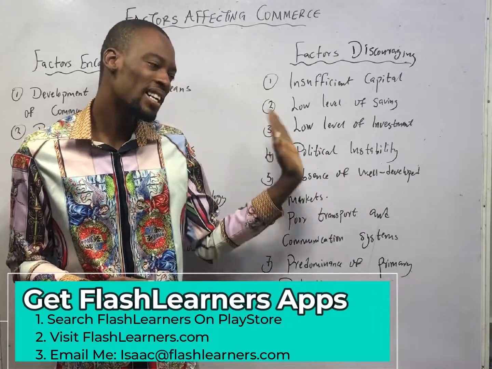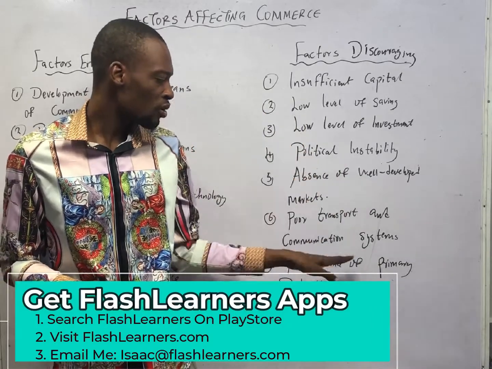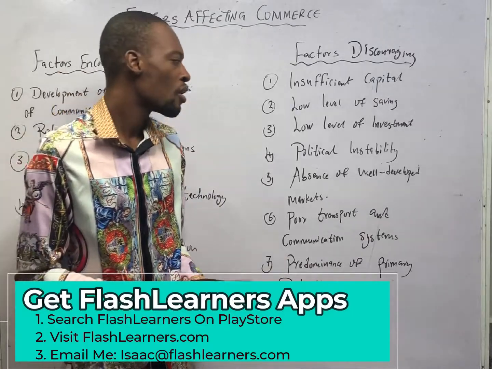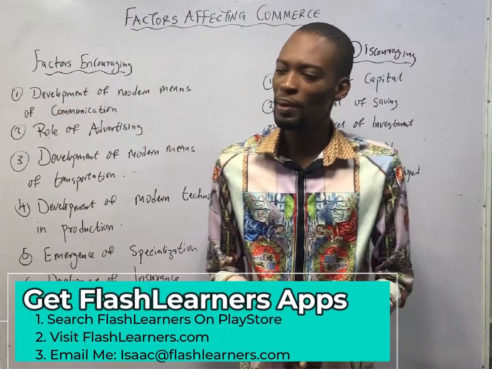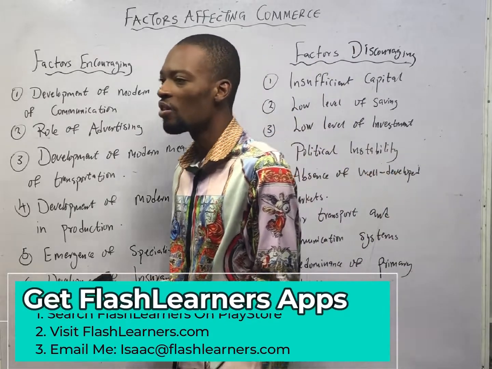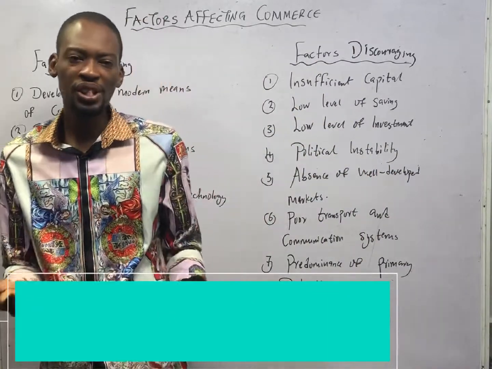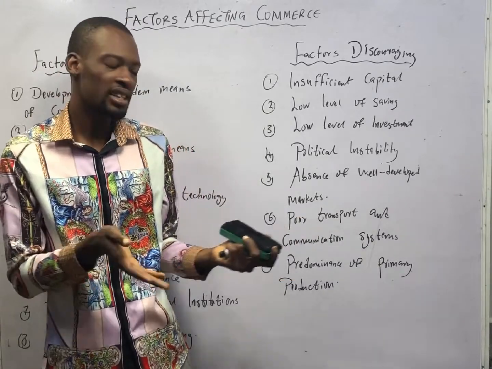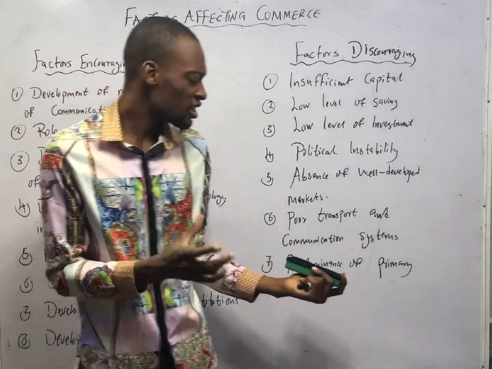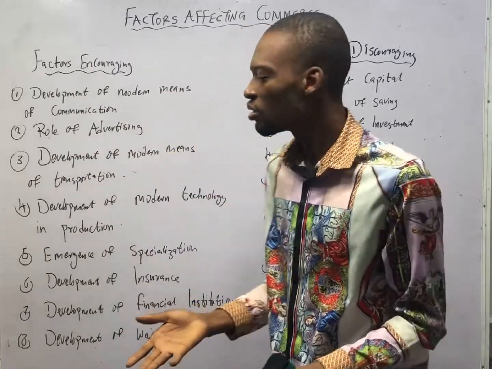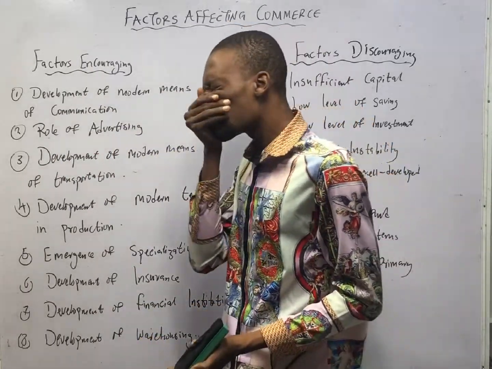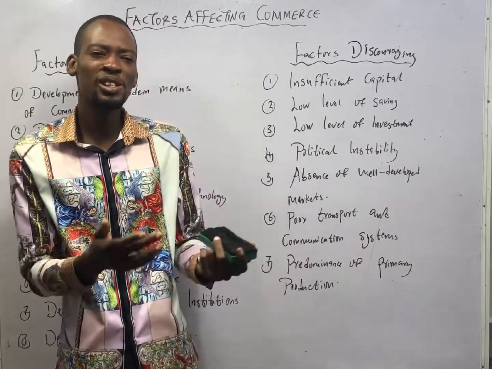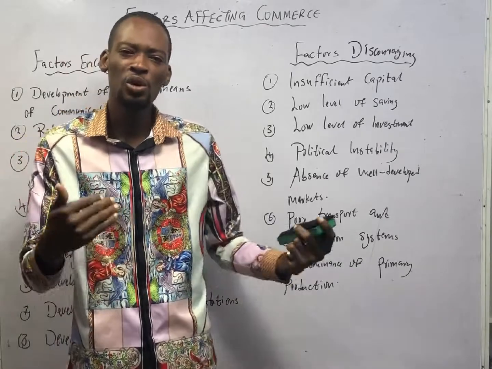Absence of well-developed markets, poor transport and communication system, and predominance of primary production. Primary production simply means extracting raw material from land, sea or other sources. So fishing, lumbering, primary activities, and these things are not further processed into finished goods. So we have many persons engaging in primary activities, and not a lot of people trying to change all these raw materials to finished goods, selling or distribution.